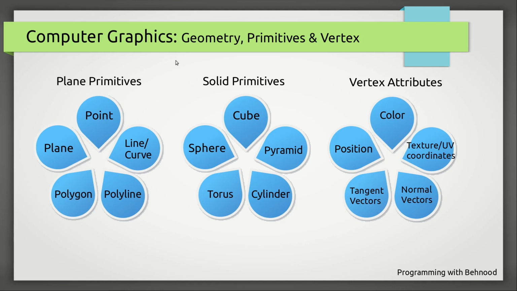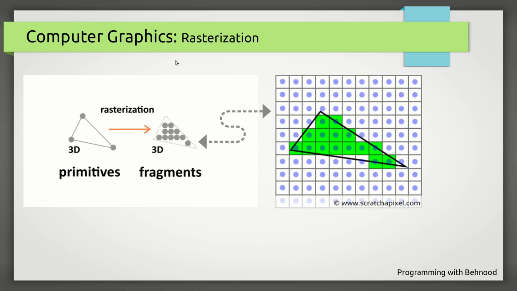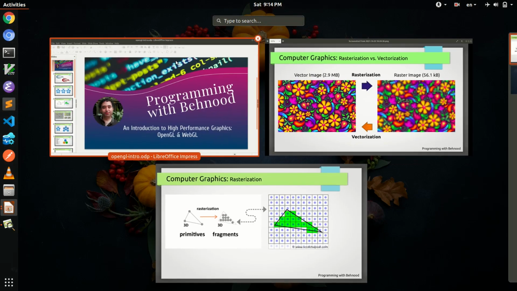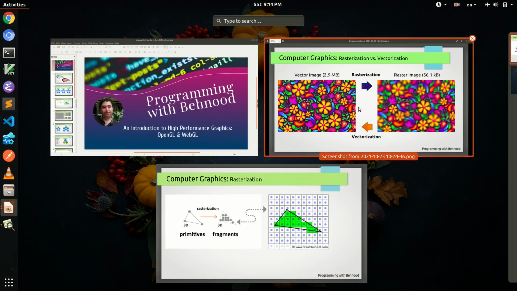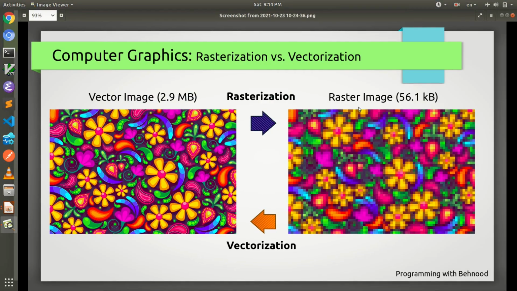The second concept is rasterization. Rasterization simply means converting a vector or high quality image to a raster or low quality image. In other words, rasterization is the process of converting shapes to pixels. For example, look at these images and their sizes. The vector image is beautiful and high resolution, and the raster image is ugly and low resolution.